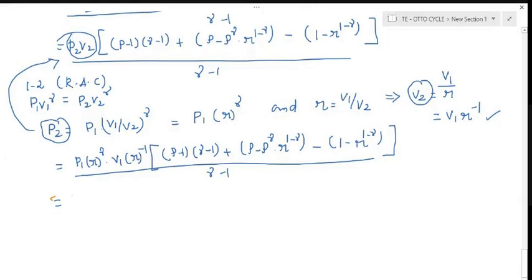So next step is P1 V1, the base r is common, so r^(γ-1), the whole, just to multiply the term with this. So ρ into γ minus ρ minus γ plus 1. Then here, simply taking this term commonly outside.